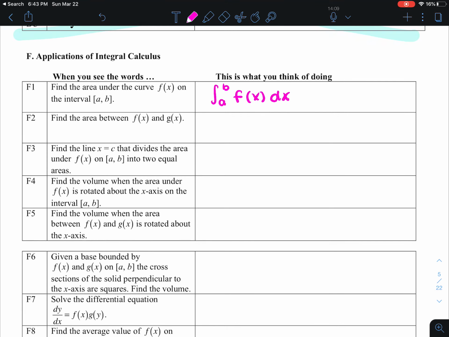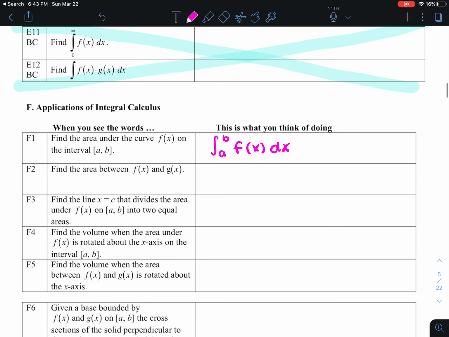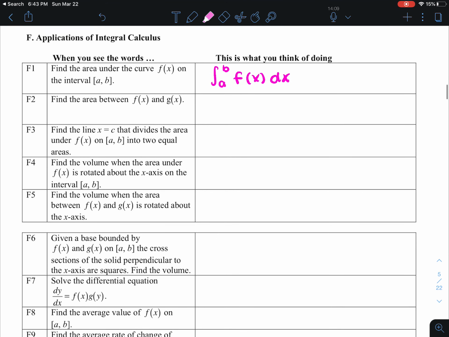In terms of notation, please make sure that you write the dx. I saw that a lot of you were forgetting that. And it's important, so please make sure you're writing it. Find the area between f and g of x. This is no longer tested.